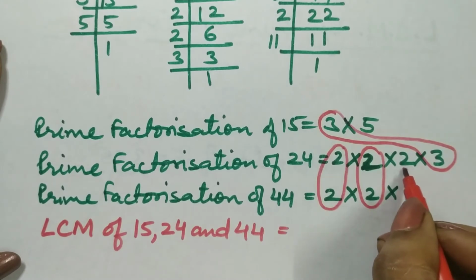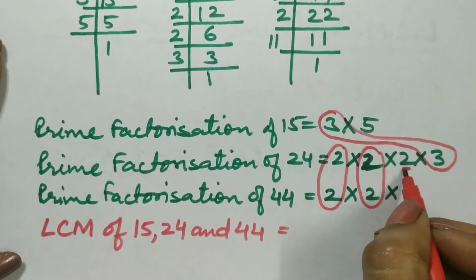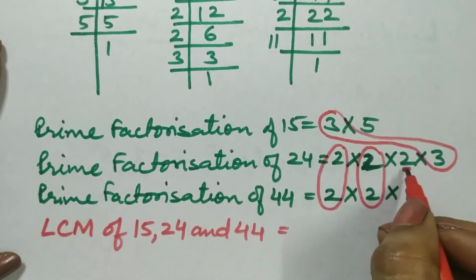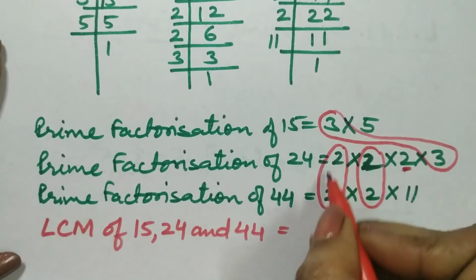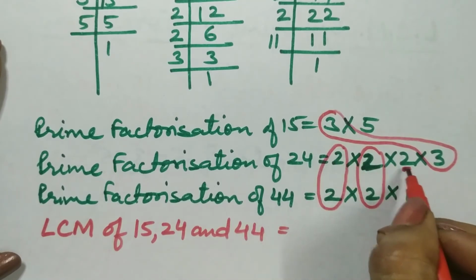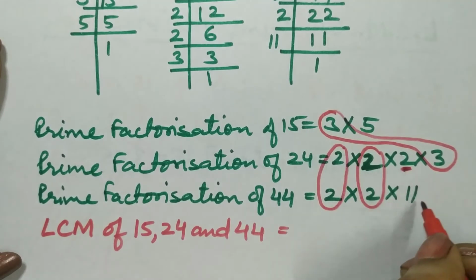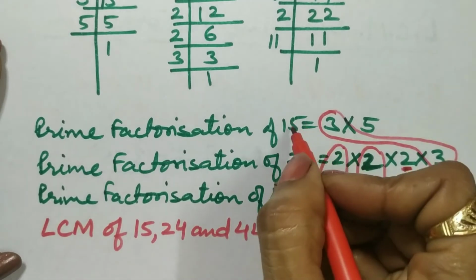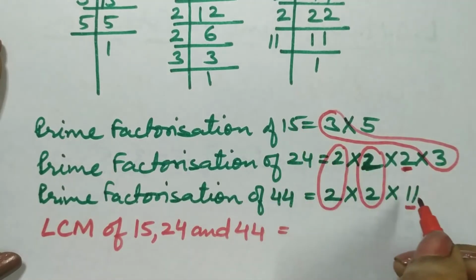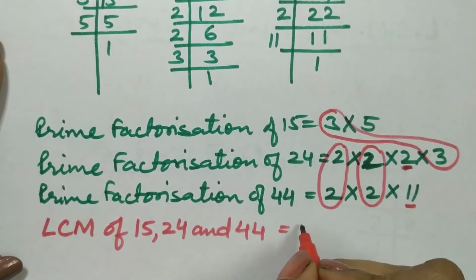Again 2 is left alone as it is not a common factor for 15 as well as it is not common for 44. The 2s that were there are already in groups, and no other group can be made, so it is alone. Now the next is 11. 11 is a factor of 44 but it is not a common factor for 15 and 24. So let's write the factors over here.